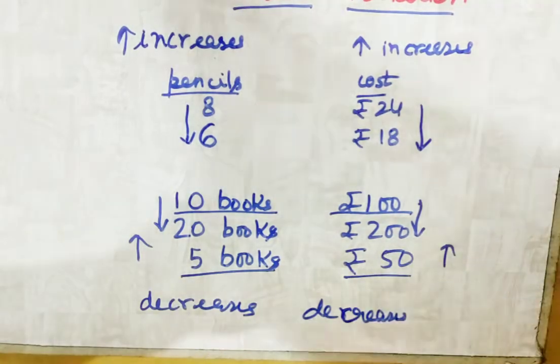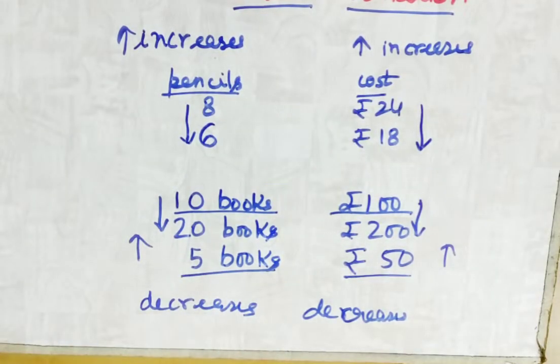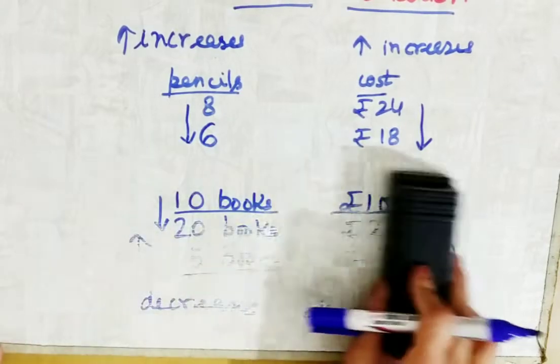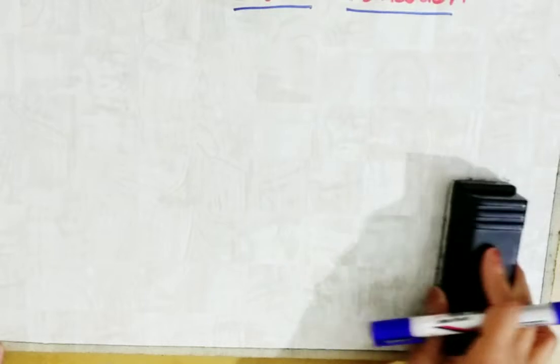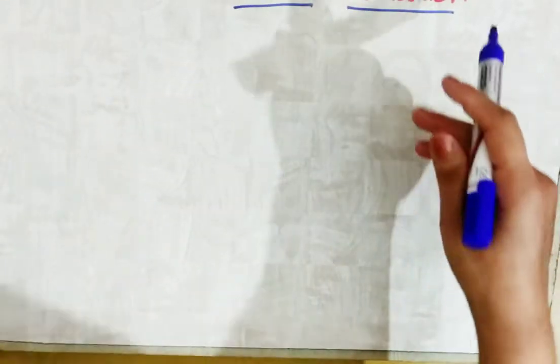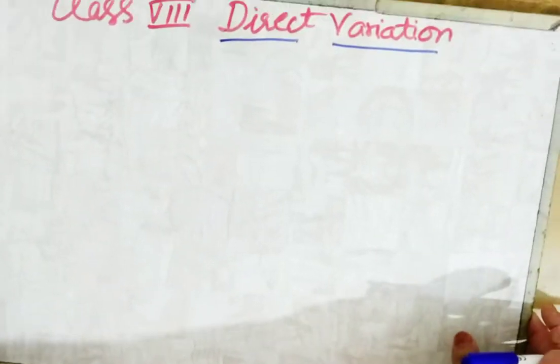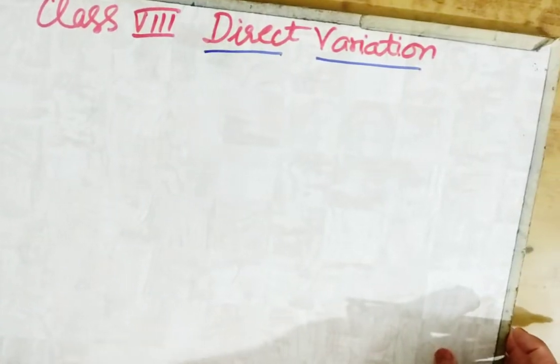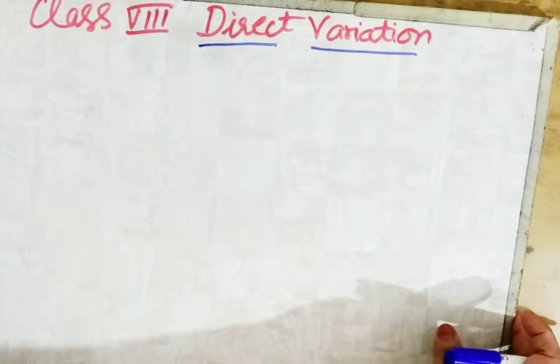Now children, I am writing a question for you. I hope this is clear. Now I am writing one more question. See, first of all you have to understand what kind of question is given. The main thing is you have to understand what kind of variation is given in the question. Now on direct variation only, I am taking one more question.